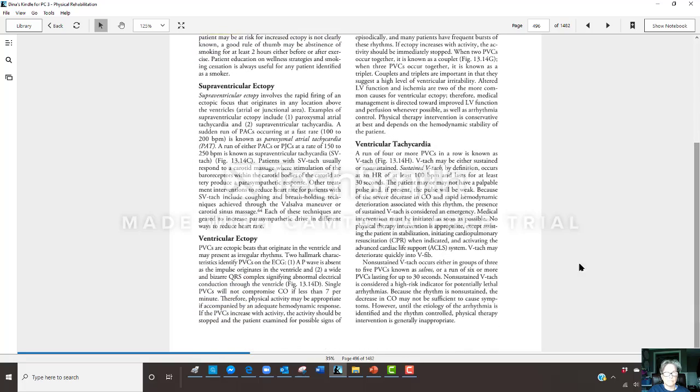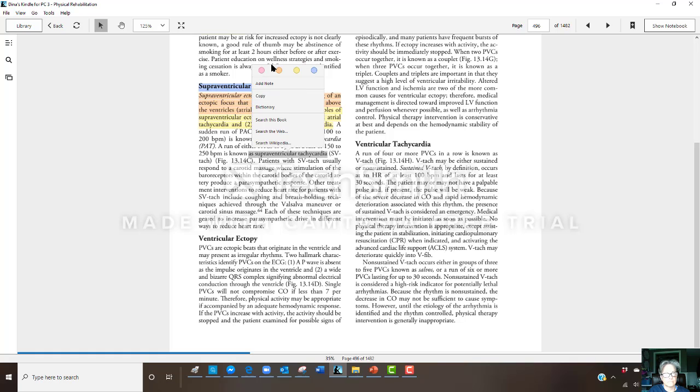Supraventricular ectopy. Supraventricular ectopy involves the rapid firing of an ectopic focus that originates in any location above the ventricles, atrial or junctional area. Examples of supraventricular ectopy include 1. Paroxysmal atrial tachycardia and 2. Supraventricular tachycardia. A sudden run of PACs occurring at a fast rate, 100 to 200 bpm, is known as paroxysmal atrial tachycardia, PAT. A run of either PACs or PJCs at a rate of 150 to 250 bpm is known as supraventricular tachycardia, SVT.